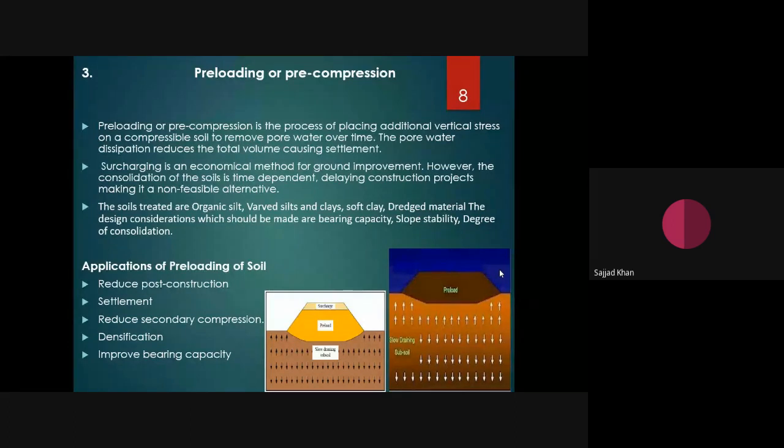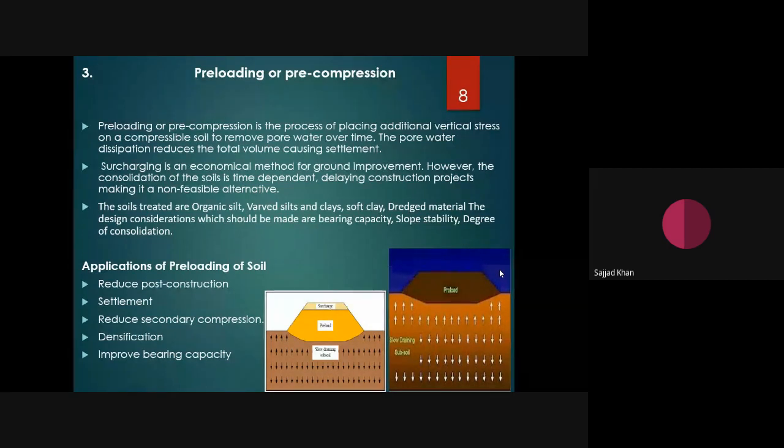Preloading or pre-compression is the process of placing additional vertical stresses on a compressible soil to remove pore water over time. The pore water dissipation reduces the total volume, causing settlement. Surcharging is an economical method for ground improvement. However, the consolidation of the soil is time-dependent, delaying the construction project, making it a non-feasible alternative.